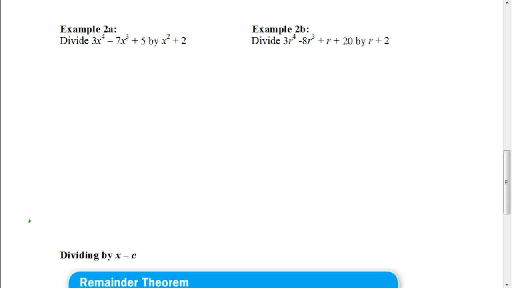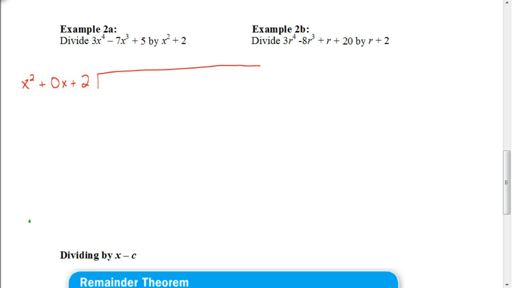So with this one, let's start out with our divisor, x squared plus 2. 2, none. I'm missing my first power. I'm missing x to the first. So I'm going to set this up as being x squared plus 0x plus 2.